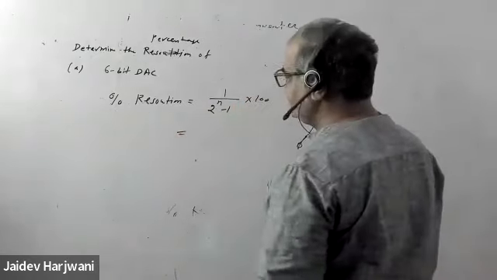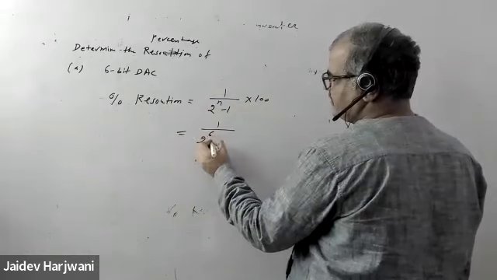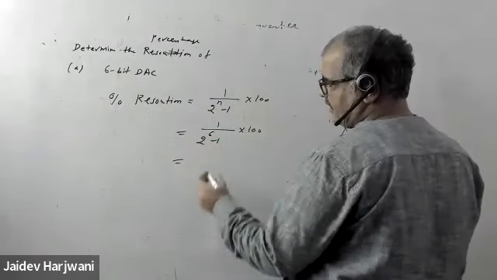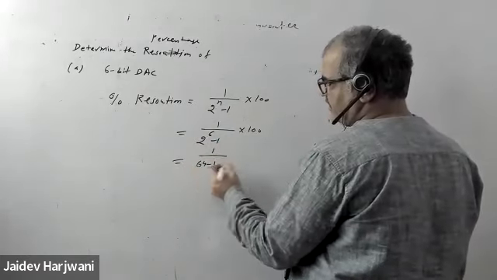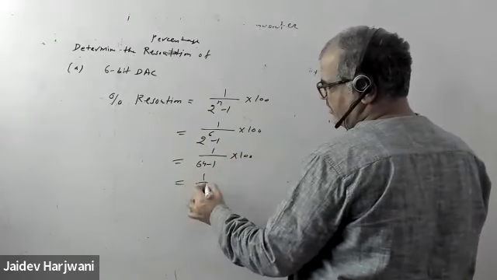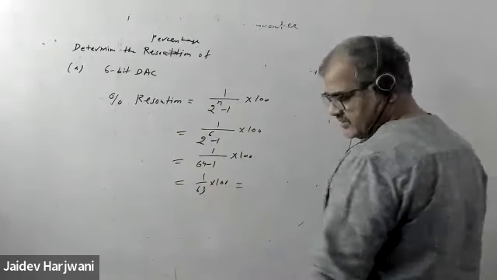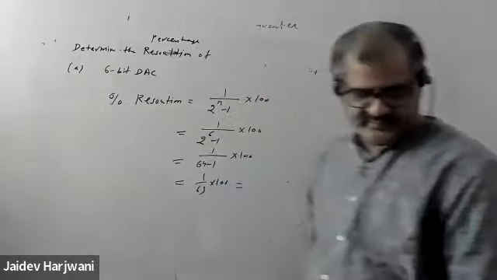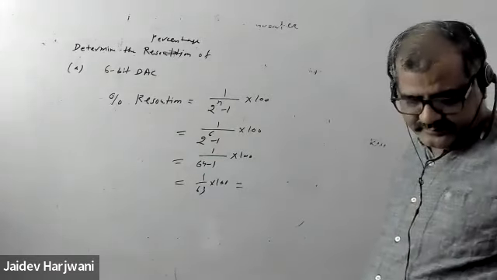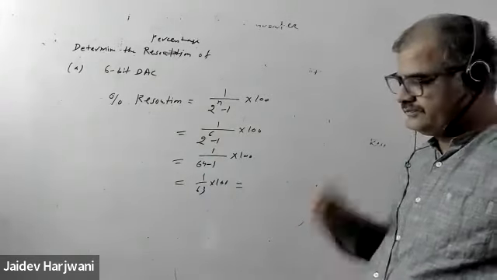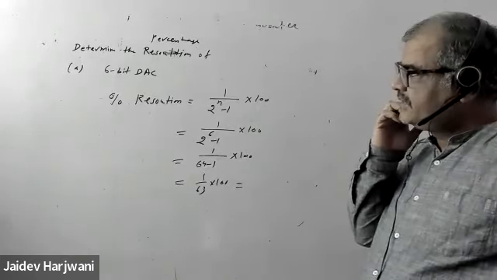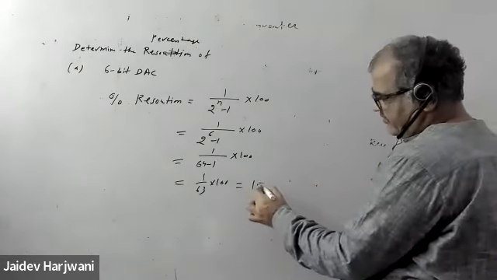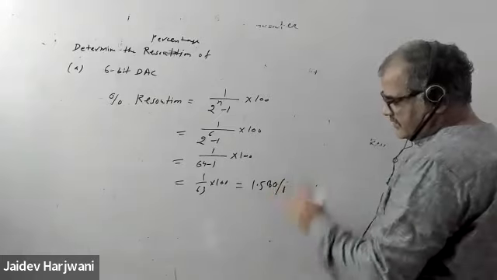Okay, and if it is 6 bits, then what will it be? 2 power 6 minus 1, into 100. So how much will it come? 1 upon 64 minus 1, into 100. This will be 1 upon 63 into 100. How much is coming? What is the resolution? 1.58. 1.58 percentage. That is the resolution.